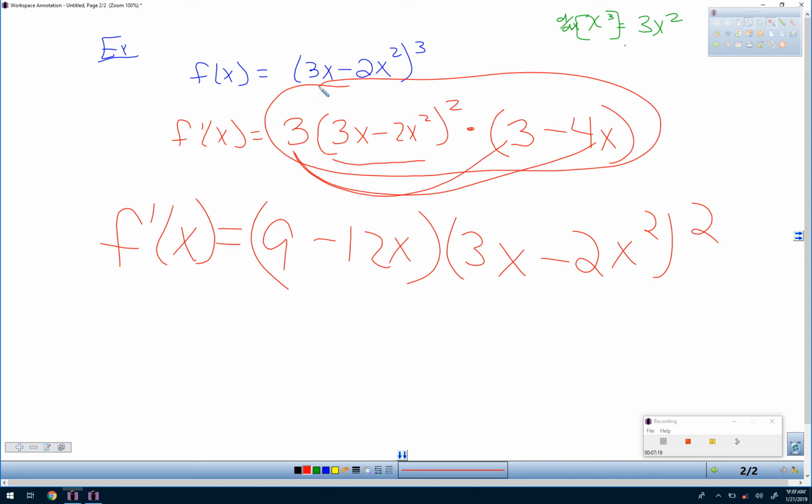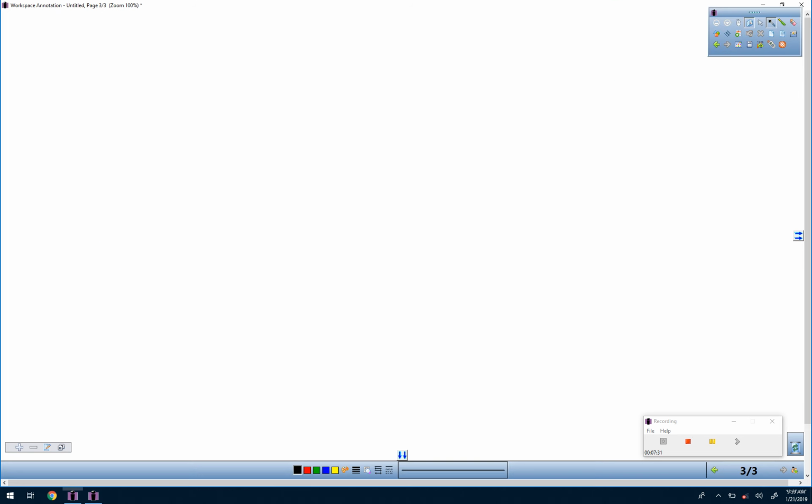All right, let's take a look at another one. So I'm just going to open up a new page, and let's say that I give you the function f of x equals the cube root of x squared minus 1, squared.